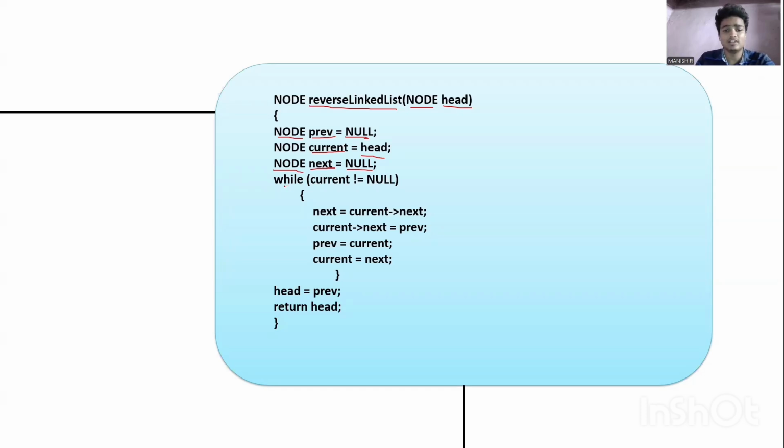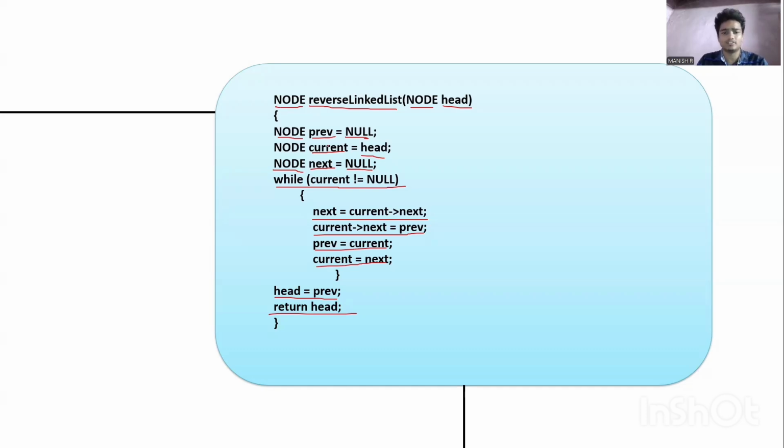We have to move till the end of the linked list, therefore we give this condition: while current not equal to null. This condition moves till the end of the linked list. First we initialize next to current of next. Then current of next becomes previous, the previous becomes the current, and the current becomes next. After that we change the head pointer, that is head becomes previous, and we return the new head, which is of type Node. Therefore the return type is Node.